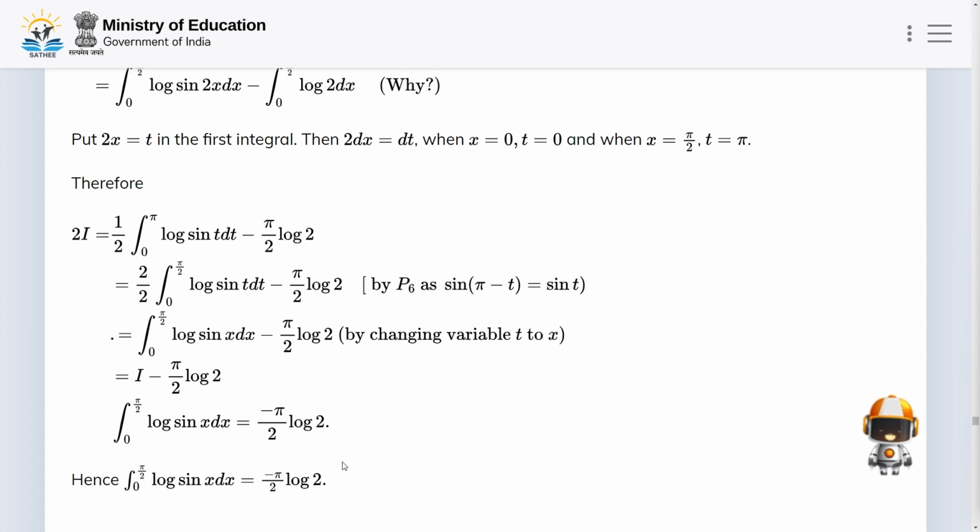So this is it for the property part of definite integrals. I hope you understood the proof and how we used it in the examples. The steps are clear to you. If the steps are not clear to you, please do it on your own. This will increase your ability to evaluate definite integrals as well as indefinite integrals.